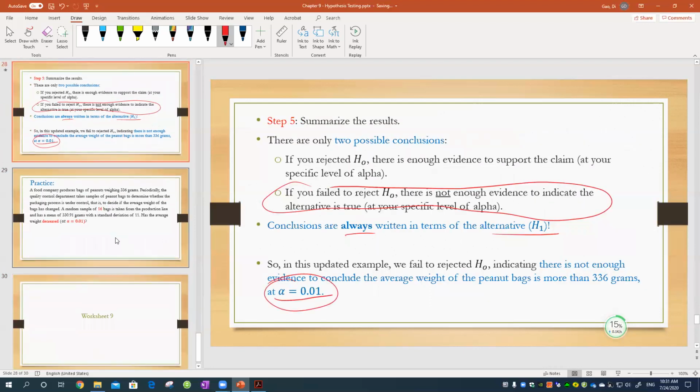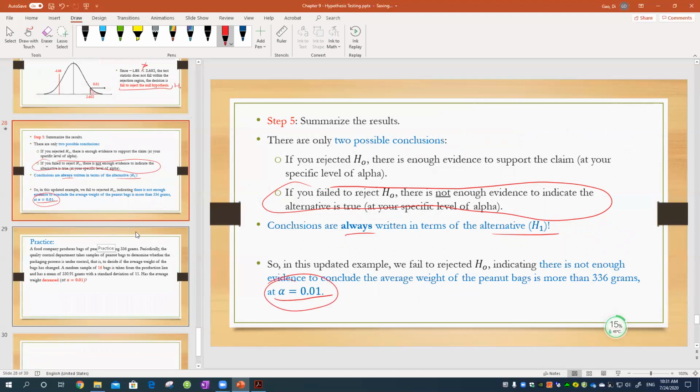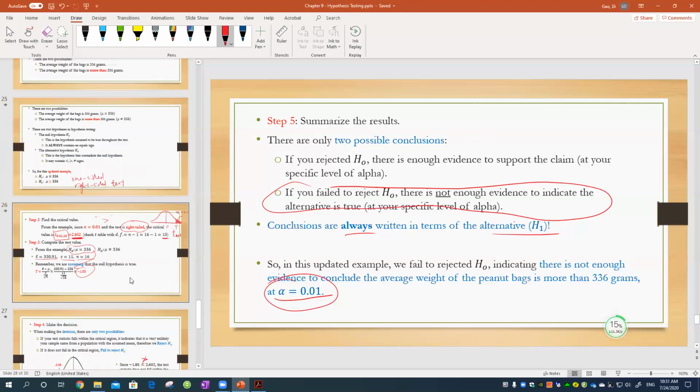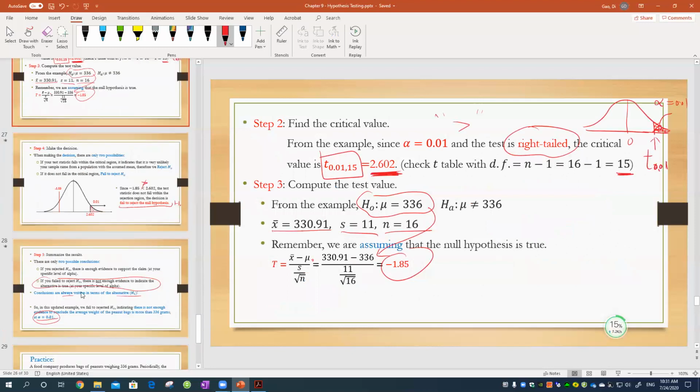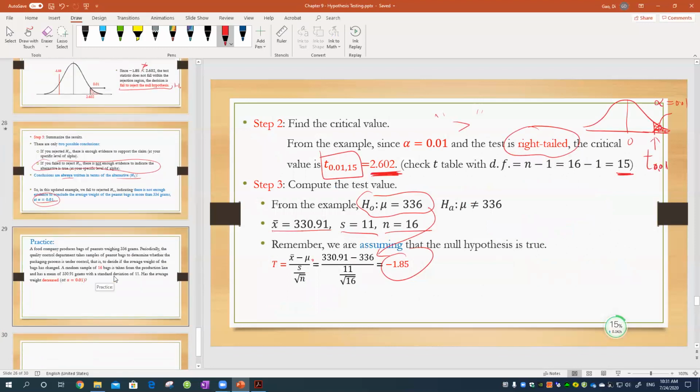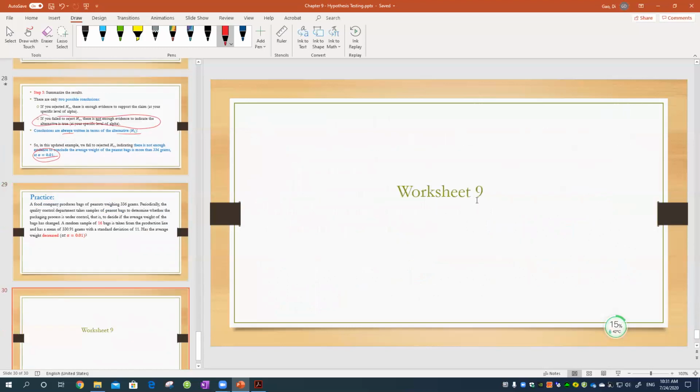Okay, still the same 5 steps, and due to the t distribution, we have a slightly different formula here for sigma unknown, and that is most of the cases. So now let's look at the practice problem.